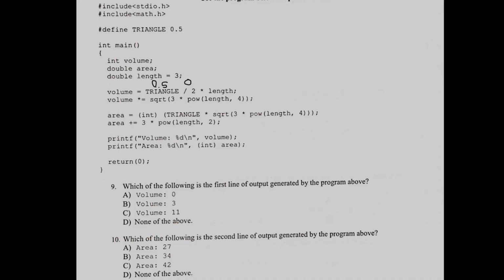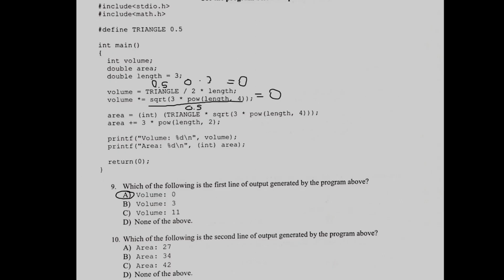And then that's going to get multiplied by length, which is 3. But 0 times 3 is still going to be equal to 0. And then the second expression here, we're multiplying volume. We're setting volume to volume times whatever this expression evaluates to right there. But since you're multiplying 0 by that expression, it doesn't matter, the result is going to be 0. And the answer to question 9 is A, 0.